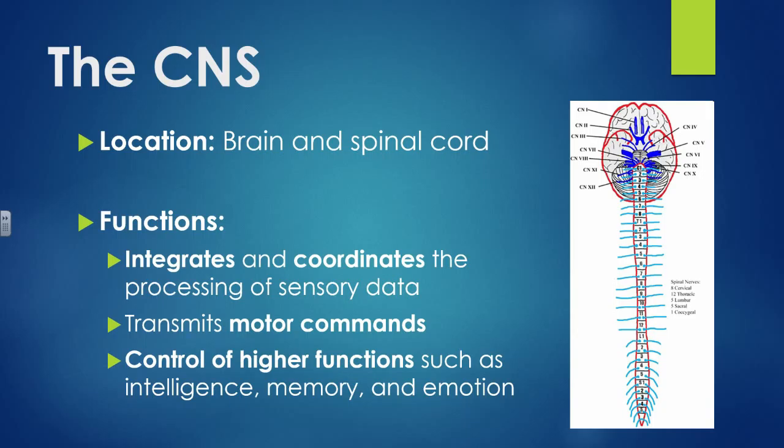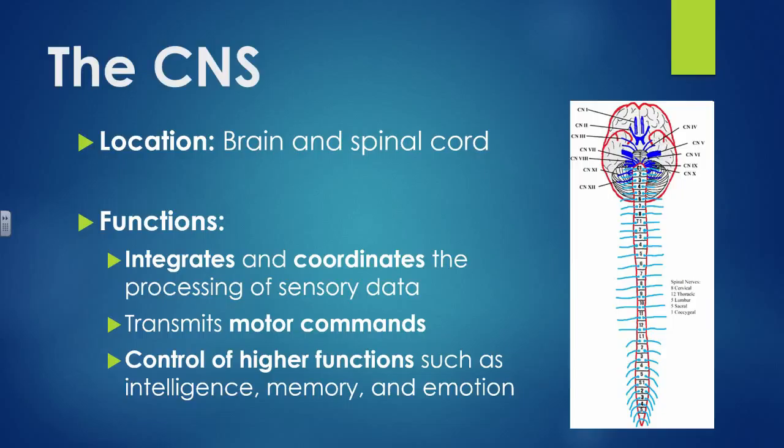The primary functions of the central nervous system are to integrate and coordinate the processing of sensory data, so smells, sounds, tastes, anything like that that you sense from somewhere other than your brain and your spinal cord. All those signals run up into your brain, and then your brain sorts them out and puts them where they need to go so that you can understand what's going on.